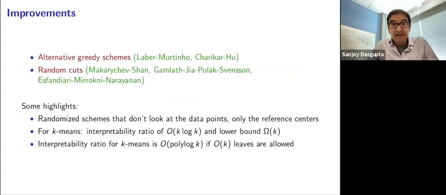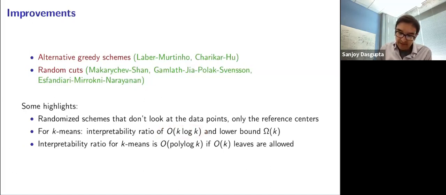So this was published last year. And since then, there has been a whole bunch of other work improving these results, by Laber and Murtinho, Charikar, Makarychev and Shan, who have two papers on it, and a couple of other groups. There's a lot of overlap between these, but some of the highlights are, first of all, some randomized algorithms that don't even need to look at the data. They build the tree just using random cuts based on the centers. What's also been clarified is that the interpretability ratio for k-means is not k squared. It's better than that. It's something between k and k log k.